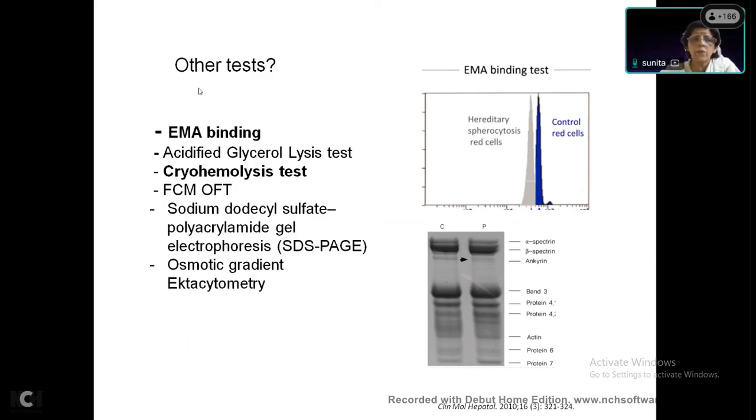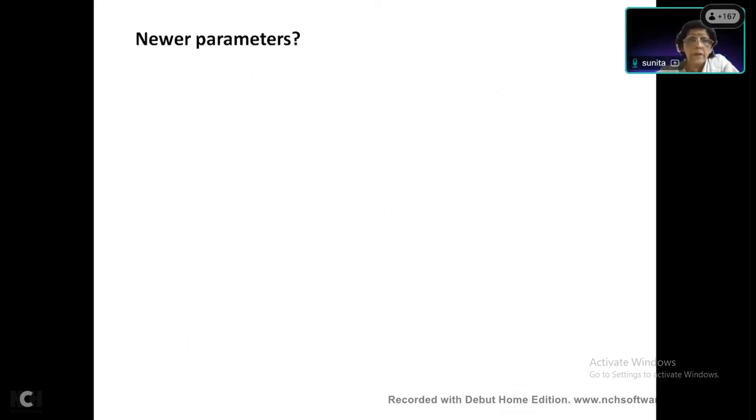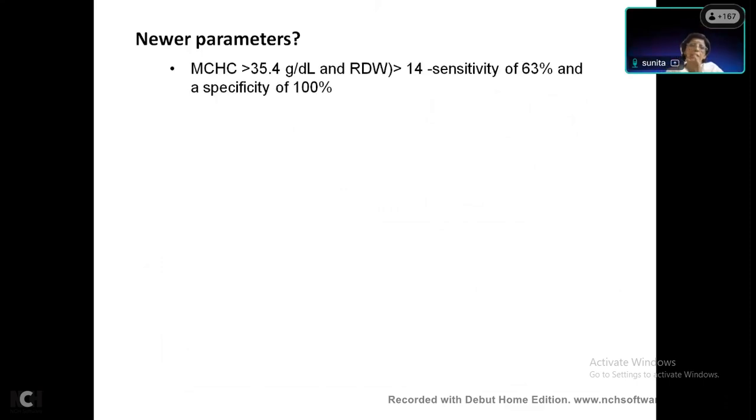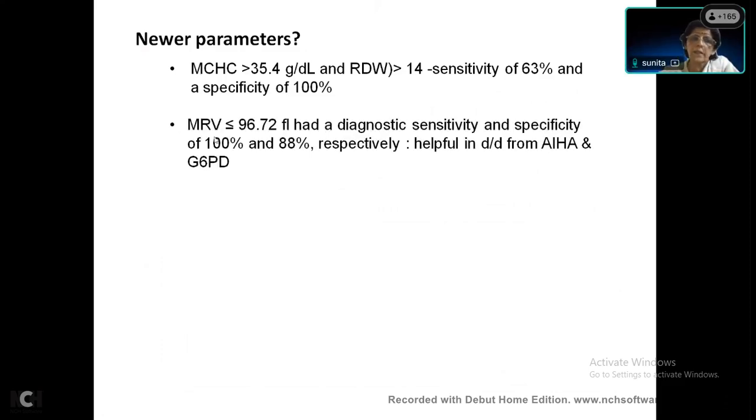So generally, this is now the golden test by which you can pick up HS or spherocytic cells, and this will also differentiate it from autoimmune hemolytic anemia, because in autoimmune hemolytic anemia the membrane content is normal. There are certain newer parameters also which we can see in the automated analyzers for spherocytosis. This is basically for the third year postgraduates, if they can remember. I have already told you, high MCHC with high RDW is a very good test to pick up spherocytes. The other test is the mean reticulocyte volume.